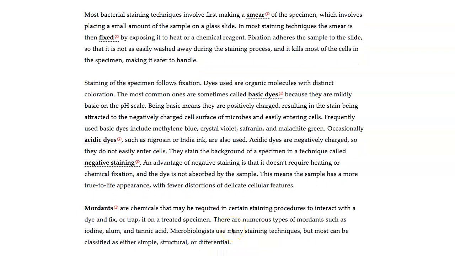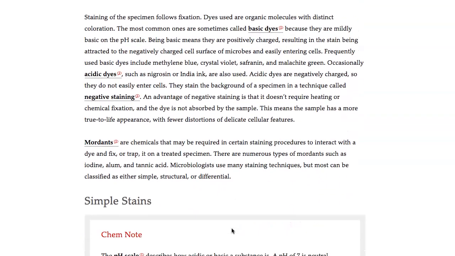Now, in addition to using a stain or dye, we may also want to use what's called a mordant. So a mordant is one that helps to facilitate the staining procedure. So it helps to allow for a stain to be more effectively or efficiently taken up by an organism, and can be a very important part of differential staining techniques, and we'll see how that works later.